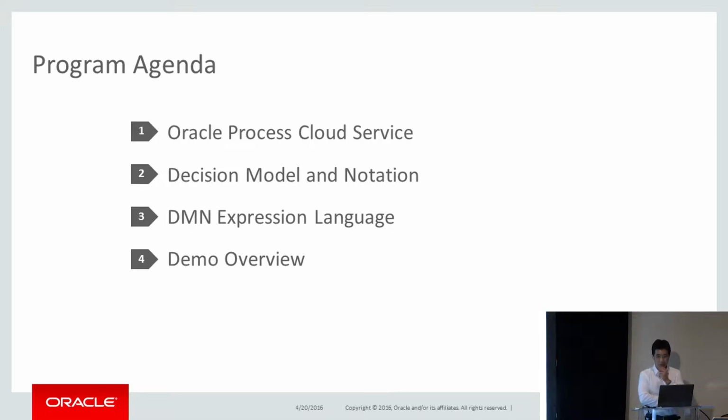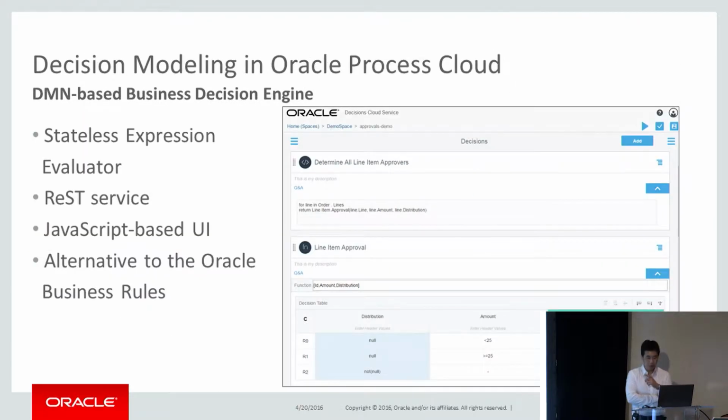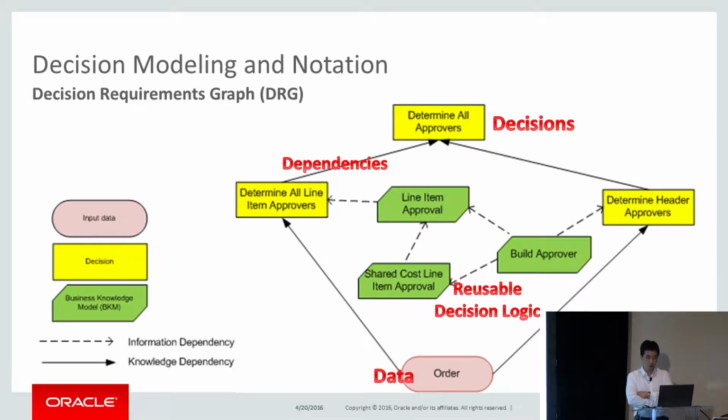At first I'll give a few words about Oracle Cloud. Oracle Process Cloud is our PaaS platform for business process automation. It offers many of the same functionalities as the Oracle BPM suite. Now we can switch over to the decision modeling service. The decision modeling service is a DMN-based decision engine, which is an expression evaluator with a REST-style interface. And this will be offered in Oracle Cloud as an alternative to the existing Oracle business rules.